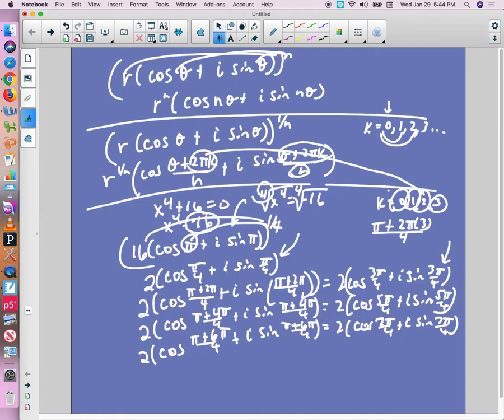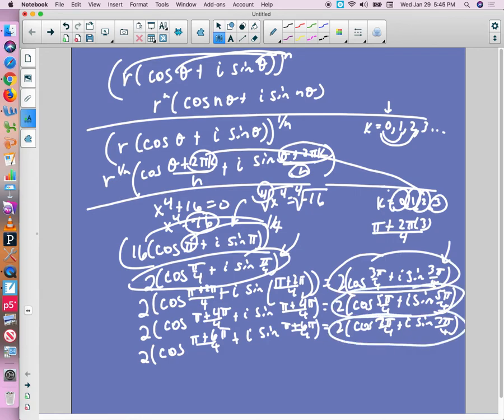Notice how these all fell. These are my 4 answers: 1, 2, 3, 4. Notice how they all fell before I got around to 2 pi. So it's a lot like when we were solving multiple angles.